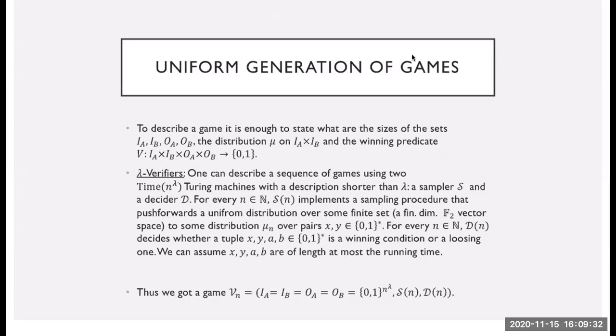Wait, Nati, maybe I'm confused. If I'm wrong, n is the input to the sampler and to the decider. This is the nth game. Yeah, so this is the role of n. No, but where is n here? If you told me that x and y are sampled with n bits, then I'm fine.